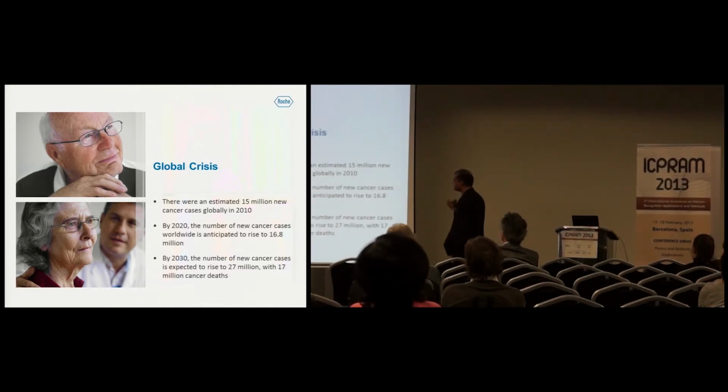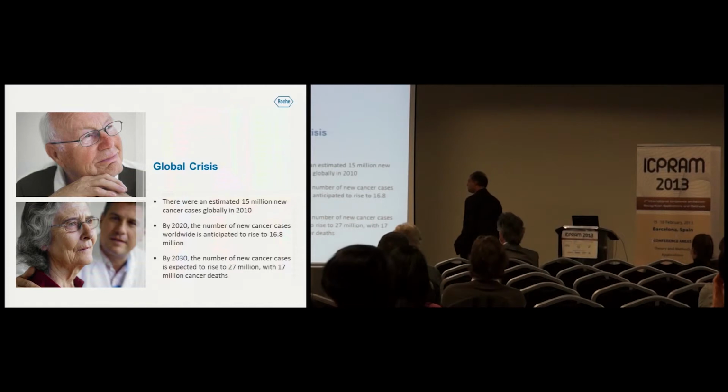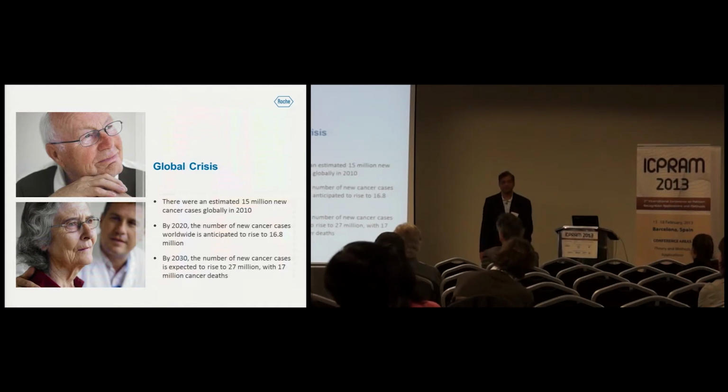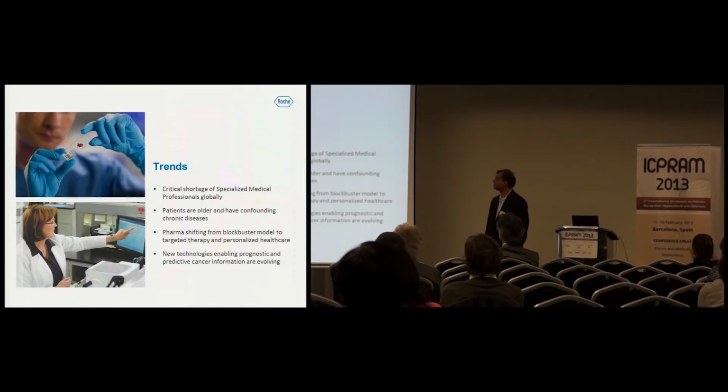And some of these things we talked about during the panel, which was there is a global crisis going on with respect to cancer. The truly amazing figures are, in the next 20 years or so, we'll see 27 million new cases of cancer in the population, with 17 million cancer deaths. That's a huge number of deaths per year. We need to do something about it.